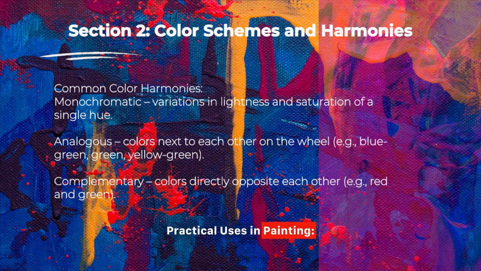Practical uses in painting. Building color palettes with emotional or symbolic resonance. Using complementary contrast to create dynamic tension. Analogous harmony for peaceful, blended scenes, common in landscape painting. Strategic color limitation for stylistic coherence.